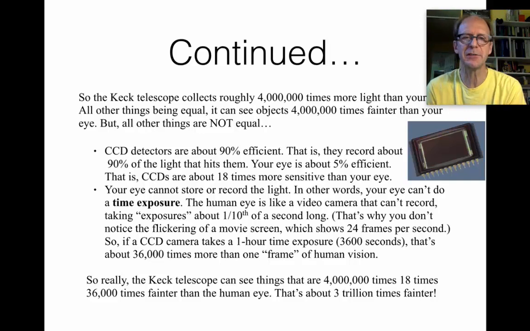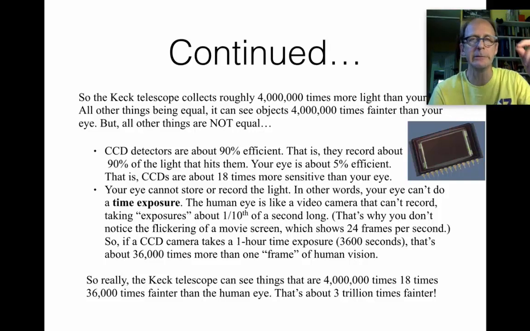Your eye cannot store or record light. Your eye acts like a video camera, shooting about 10 frames per second or so. That's why a light that's flickering very, very fast, you cannot see it if it's flickering faster than about 10 or 20 times per second. That's why movies in the movie theaters are 24 frames per second. Your TV is usually 30 frames per second. And so your eye can take only, you can think of it like a camera taking 1/10 of a second exposure.